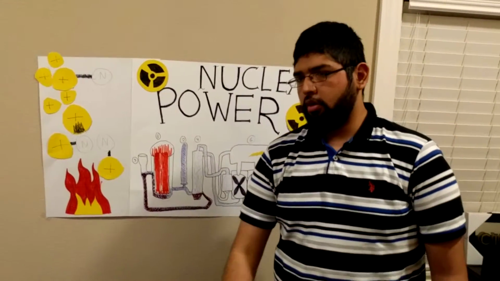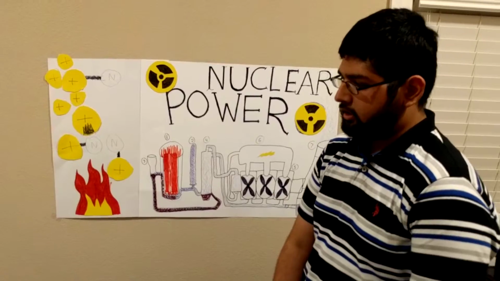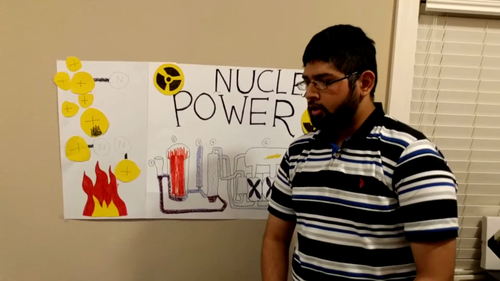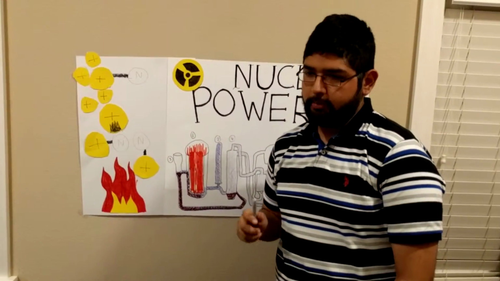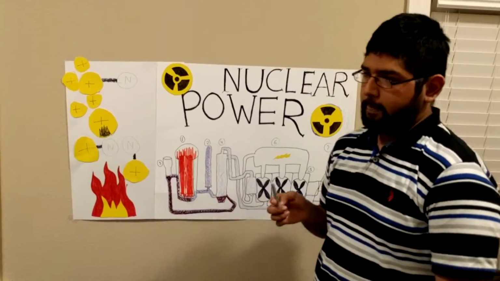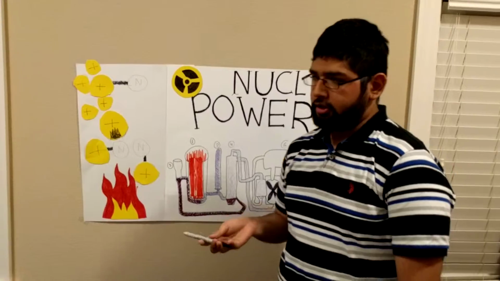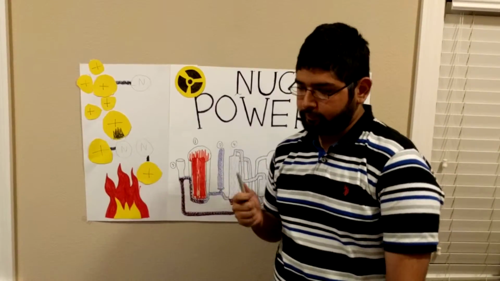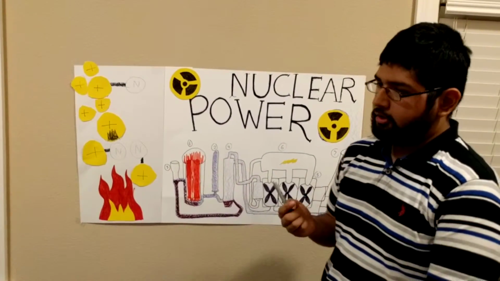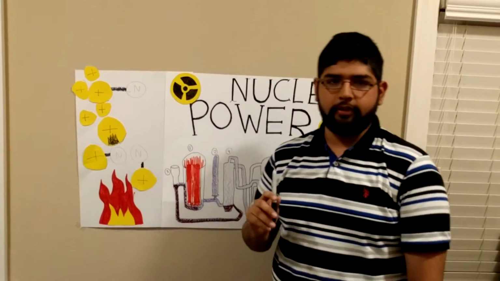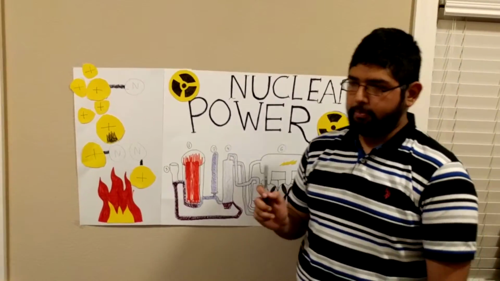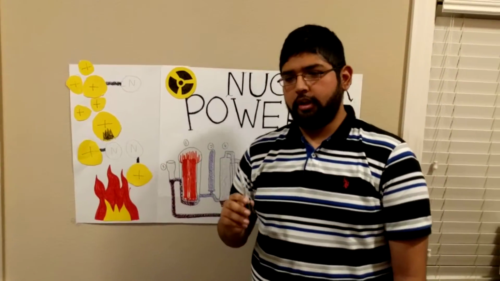So now that you know how nuclear power works, it's time to talk about who uses it. So a lot of countries in the world use nuclear power, the most popular ones being the US, France, Russia, China, and Korea. And it's worth noting that France gets 77% of its electricity from nuclear power. The US, however, only gets 20%.